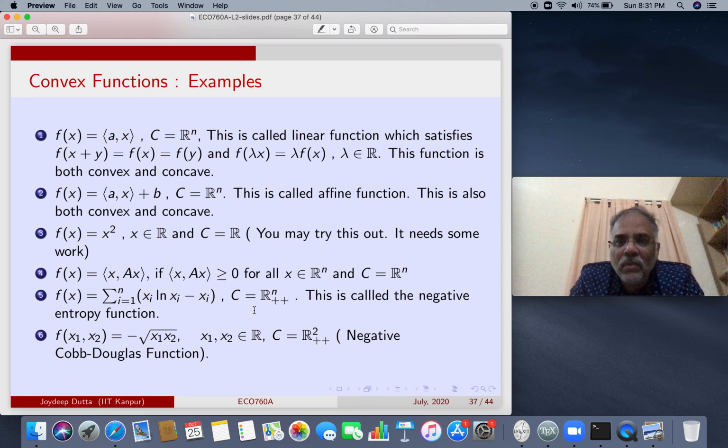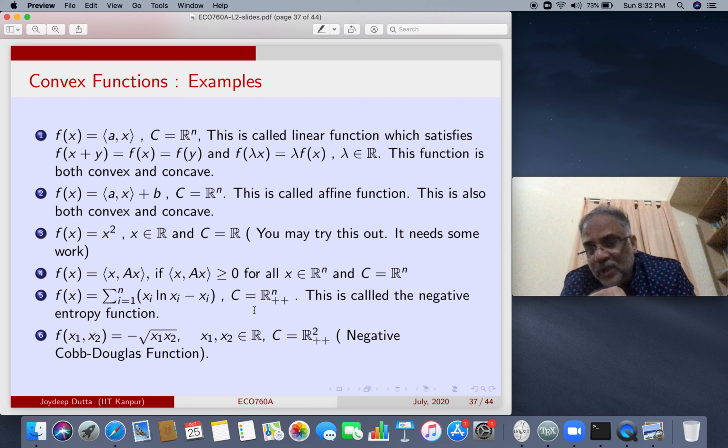And the issue is like this, that this function is called negative entropy function because the negative of this is a concave function, used as an entropy, the quantity of entropy, and entropy is always maximized. This function f of x1 x2 is minus root of x1 x2, which is actually a concave function where C is again R2 plus plus. When x1 is positive, x2 is positive.